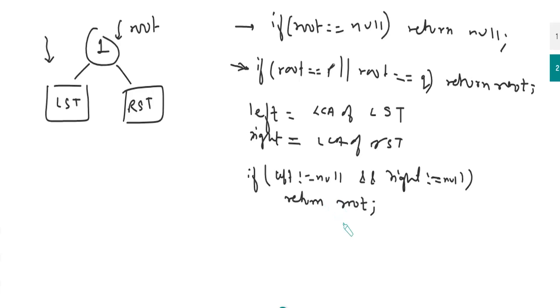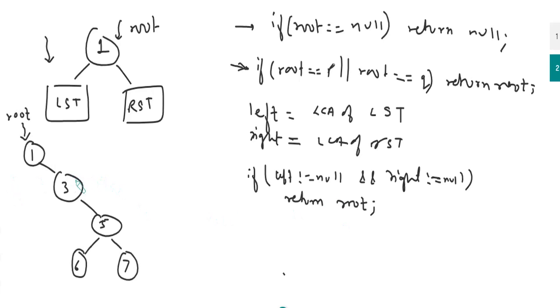Then what if the left is null or the right is null? We will see it with an example. So let's see the given example where my left subtree is totally null.